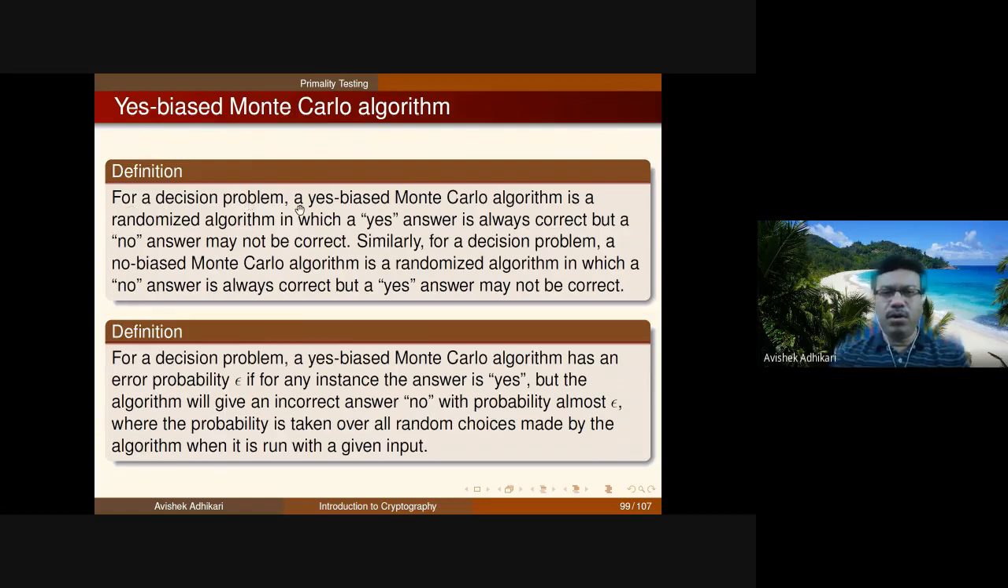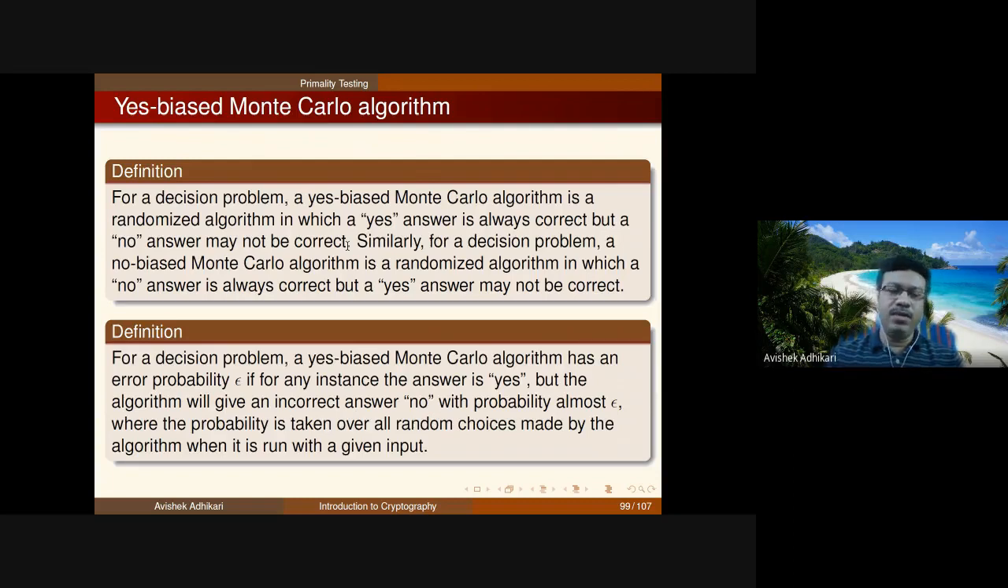So for a decision problem, a yes-biased Monte Carlo algorithm is a randomized algorithm in which the yes answer is always correct. That's why it's known as yes-biased, but the no answer may not be correct. Not correct means you have a probability through which you can measure it. You may get a wrong no answer, but if you know with how much probability you are getting the no answer correctly, then you are basically done.